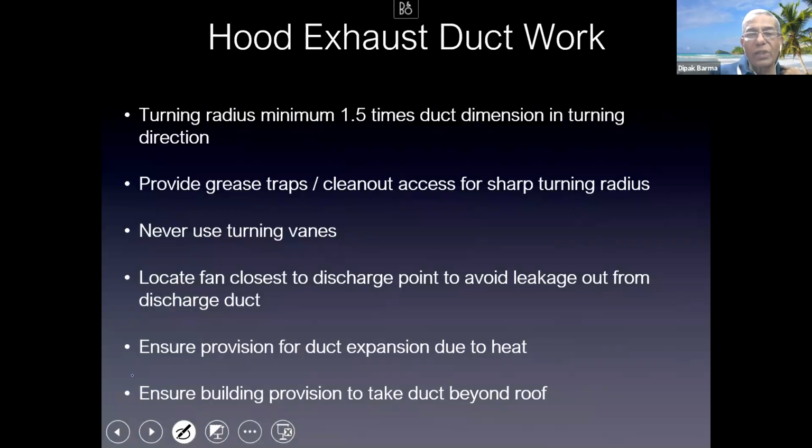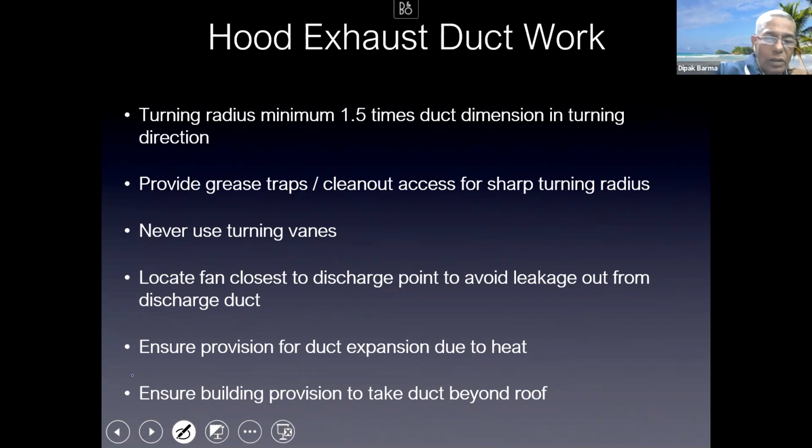Then turning radius should be minimum 1.5 times of the duct dimension. In turning direction, provide grease traps, clean out access for sharp turning radius wherever you have. Never use turning vanes inside these ducts. Locate fan closest to discharge point to avoid leakage out from discharge duct.